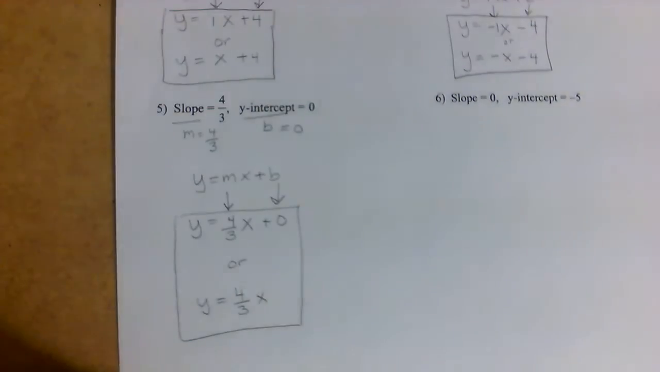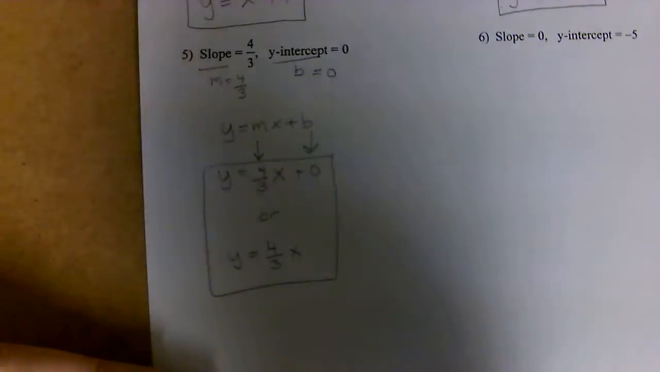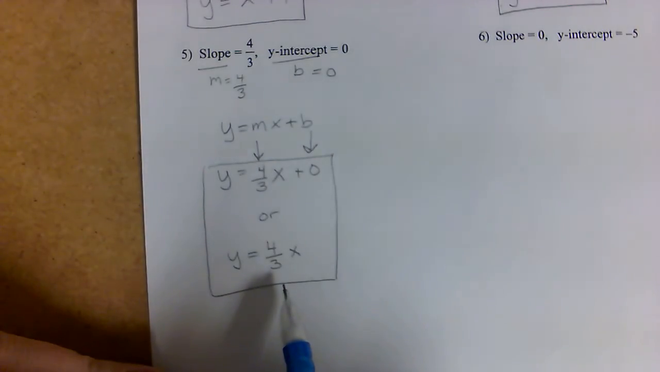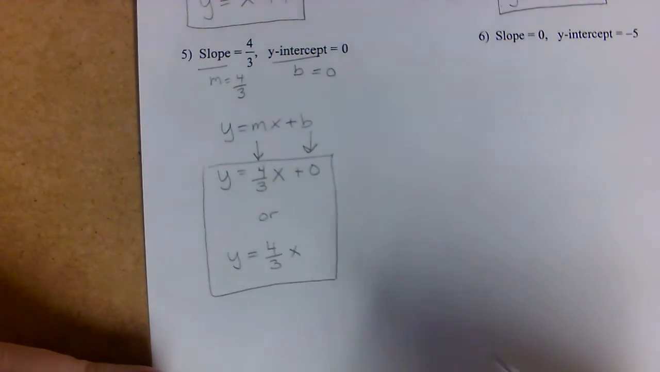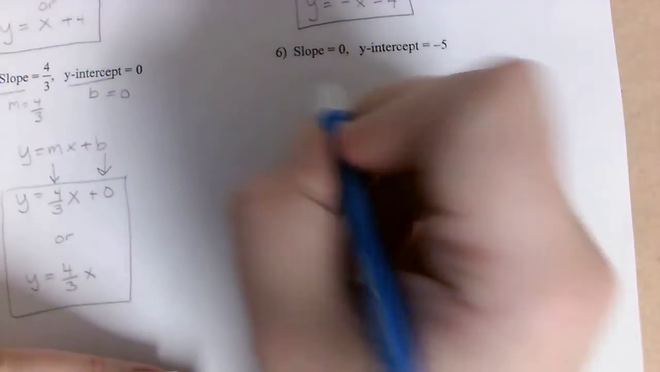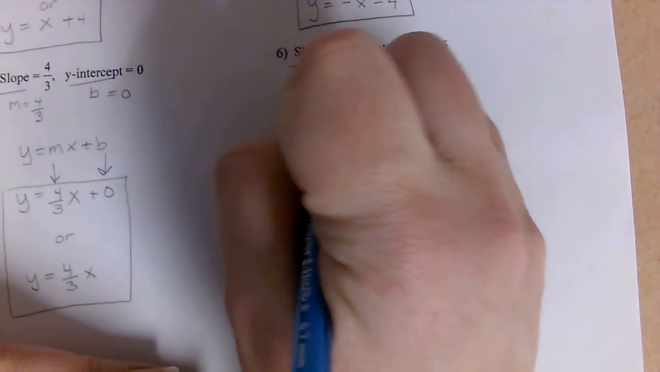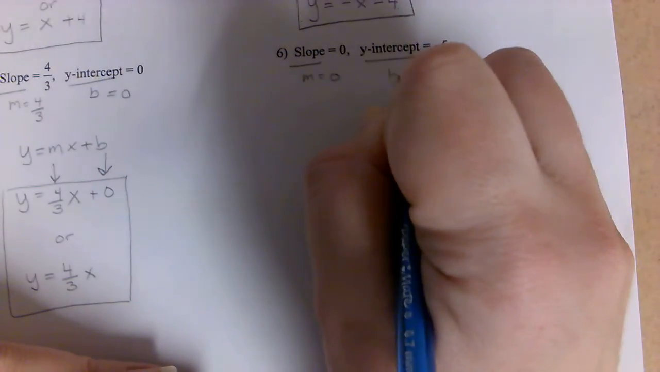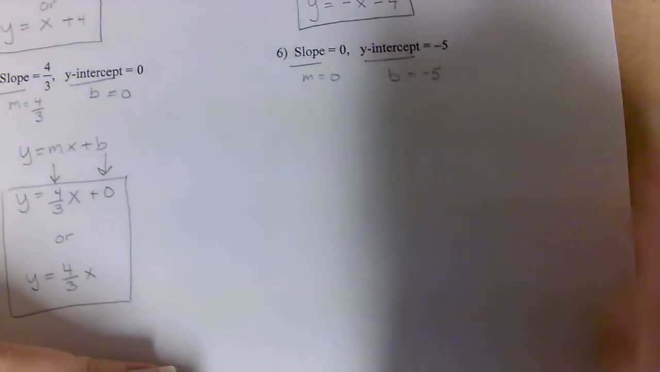Now, the computer might not recognize that top answer as a correct answer. They may want you to simplify it like that if you're working on Khan Academy. But, you know, I would take either answer. All right, and then the last one. The slope m is 0. In this case, my y-intercept is -5.